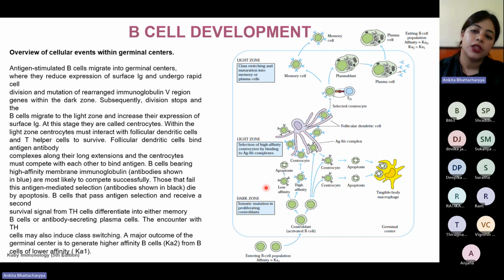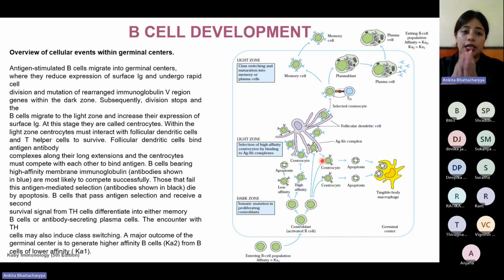How will that happen? The follicular dendritic cell, which is already an antigen presenting cell, will display the same antigen, the bottle that I showed you, and then the different types of B cells that have been generated will bind to it. Those that have high affinity will be given a green signal. Those that do not have high affinity will die. From this population, say from 10,000 cells, we have narrowed down to 1,000 cells.